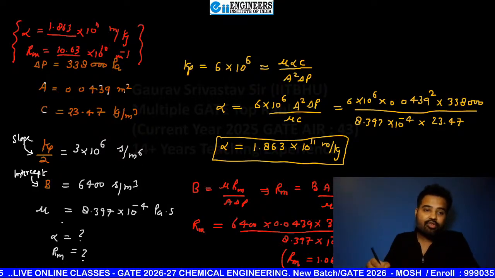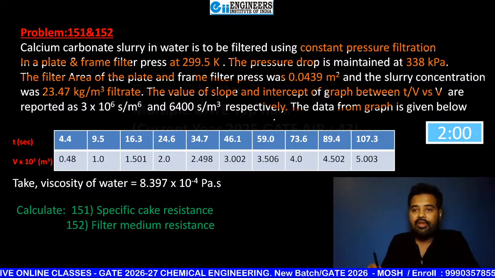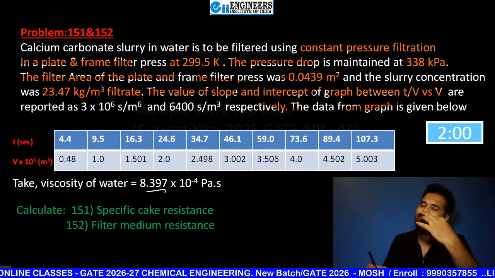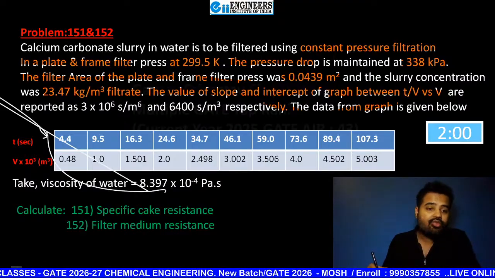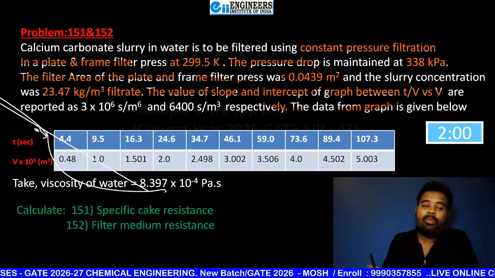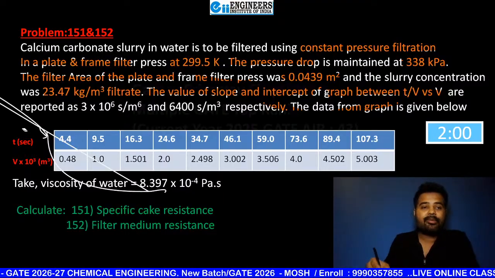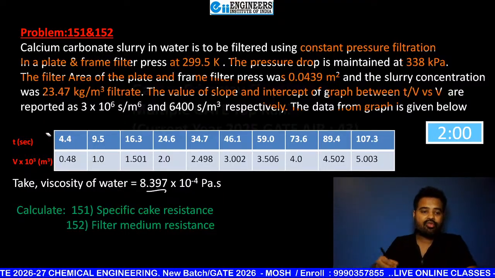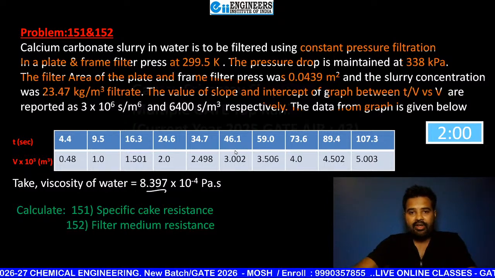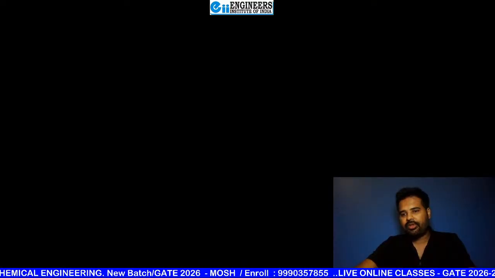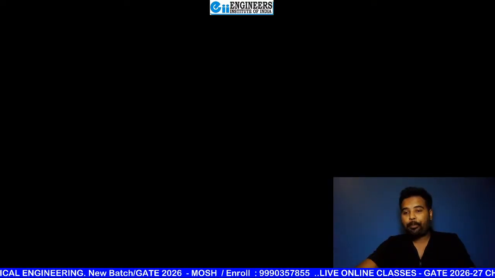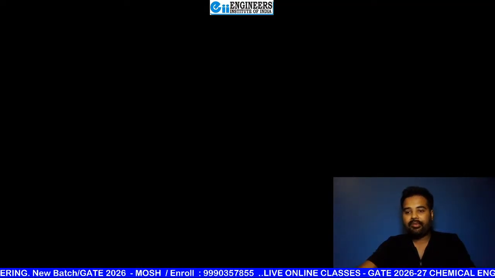Viscosity is also given in your question. Where is viscosity? Yes, this is viscosity. Actually, to solve this question there is no need to use this data, because in this question the slope and intercept values are given directly. I want to save slides. Many times it is taking processing again and again. Just wait a few seconds, beta. Just wait. It's done.